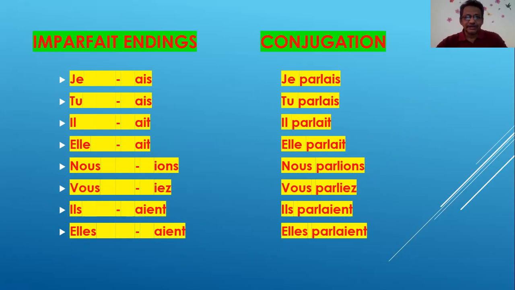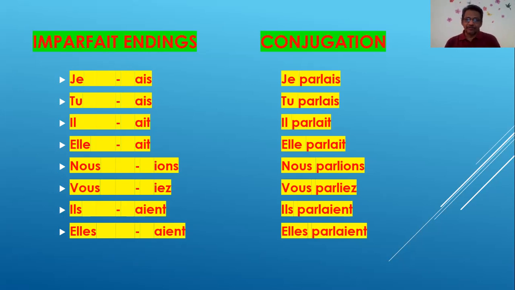Those three letters should be dropped, and in their place, the imperfect ending should be added for different subject pronouns. I have on the left given the imperfect endings. For je it is AIS, for tu it is AIS, for il AIT, for elle AIT, for nous IONS, for vous IEZ, for ils AIENT, for elles the same AIENT.